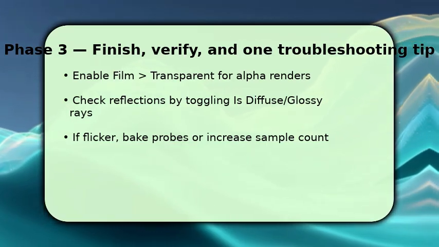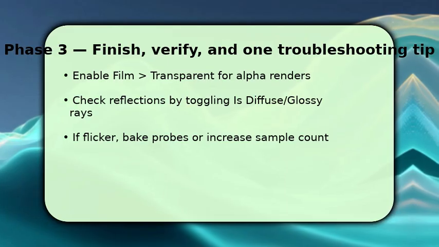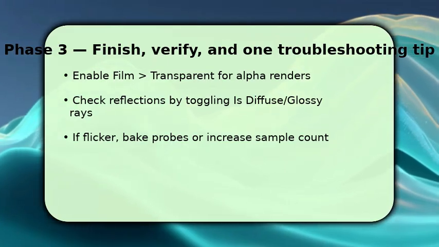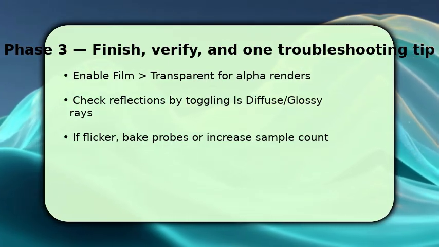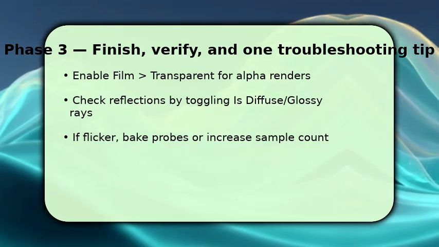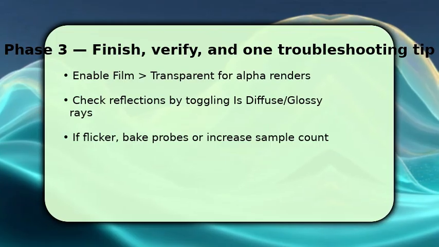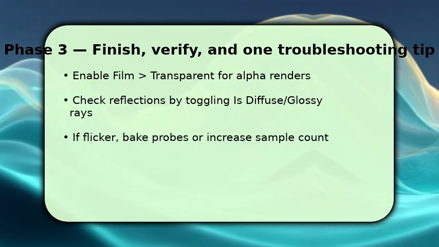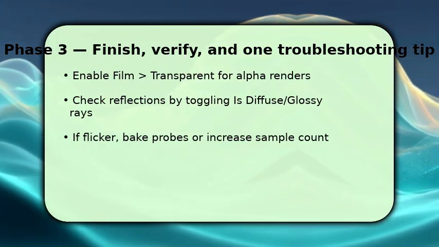Then test renders. Inspect reflections and indirect lighting to confirm the HDRI still provides illumination. Toggle is diffuse and is glossy in the light path setup if you need selective contributions. If you see noise or flicker, increase samples, denoise, or bake probes for Eevee.